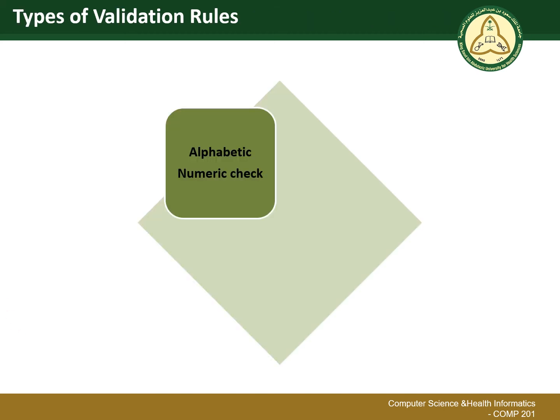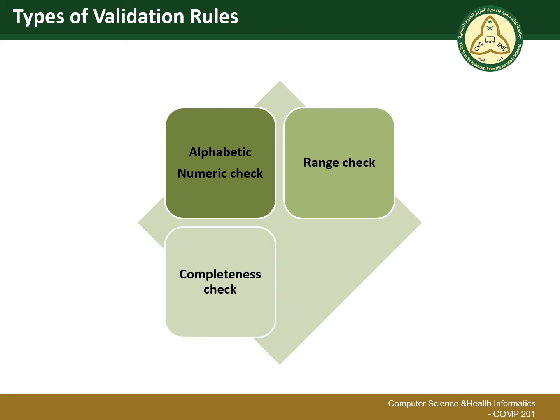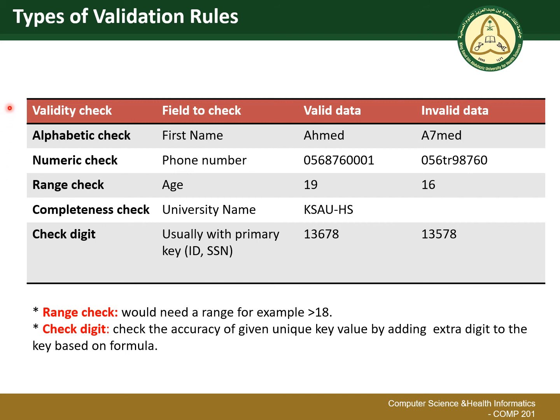Here we have types of validation rules. We have alphabetic numeric check, which will check if the entered data is text or numeric according to the data type of the field. Range check, it will check if the data falls in a specific range. Completeness check, it will check if the field or the data is completed or not. And we have check digit. Here in this slide we have examples about the different types of validation rules.